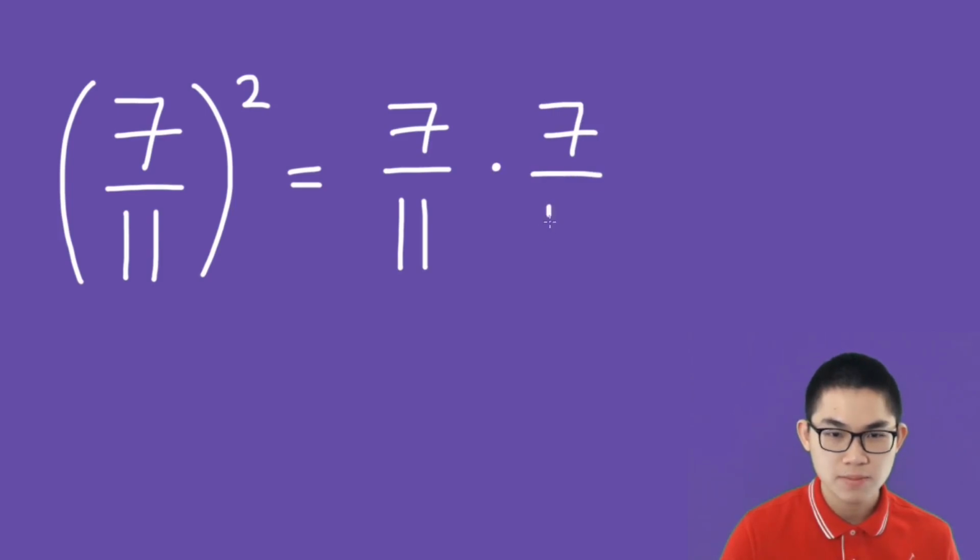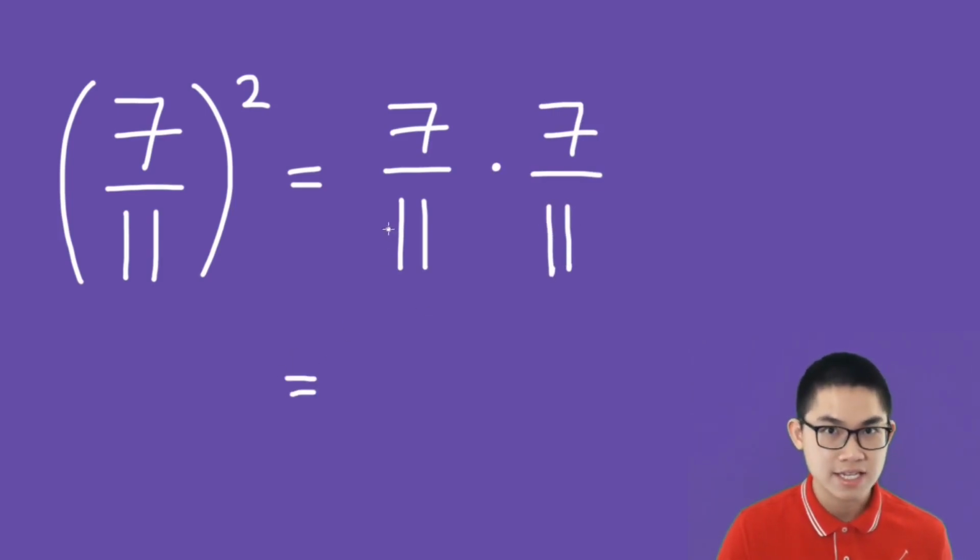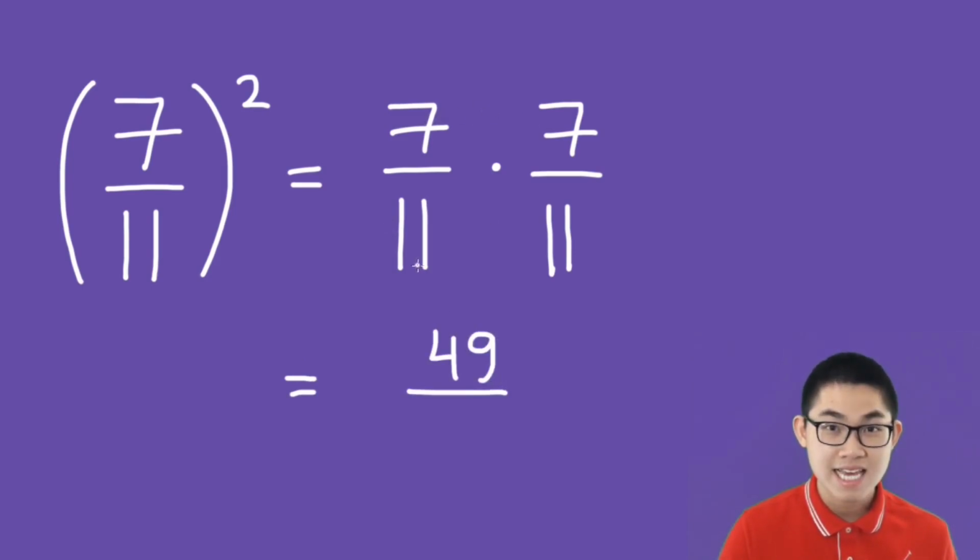What is 7 over 11 to the power of 2? Well, this will be 7 over 11 times 7 over 11. So it multiplied itself twice. And multiplying fractions is very easy. You take 7 times 7, that gives you 49. 11 times 11 will give you 121.